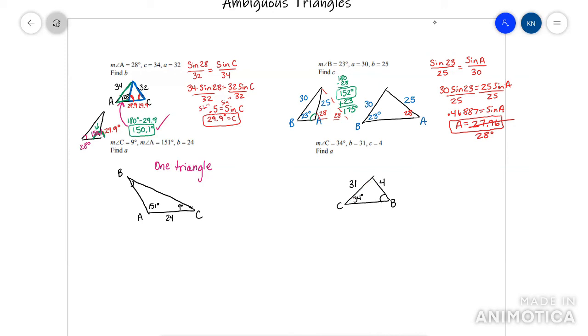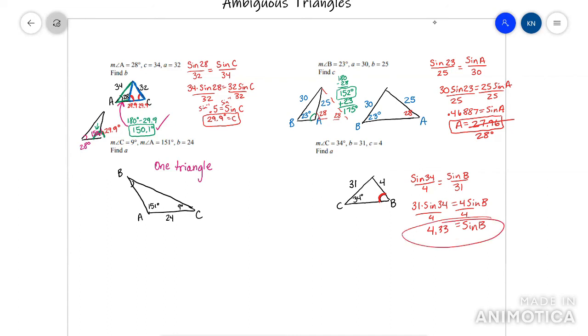So I'm going to run law of sines first to get this red angle B. It's going to look like sine 34 over 4 equals sine of some angle B over 31. Cross multiply. I'll have to divide by 4. So I'm going to punch this in the calculator and see what I get. 31 times sine of 34 degrees divided by 4. I get 4.33.